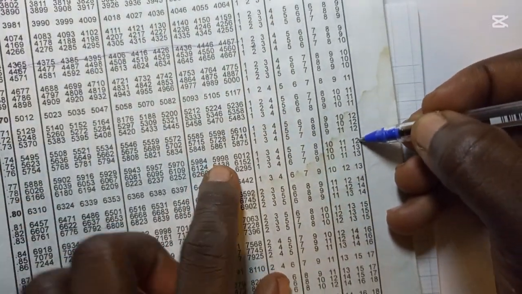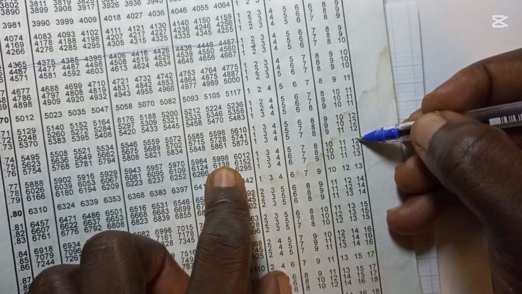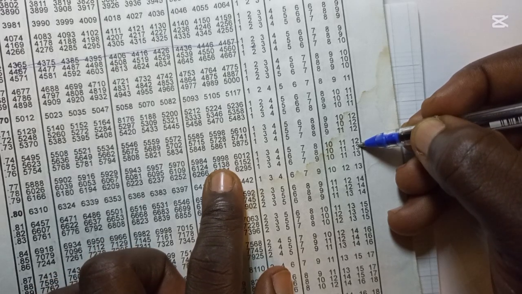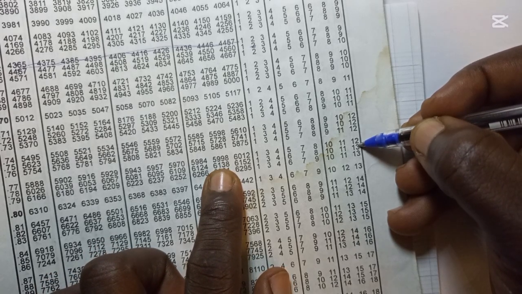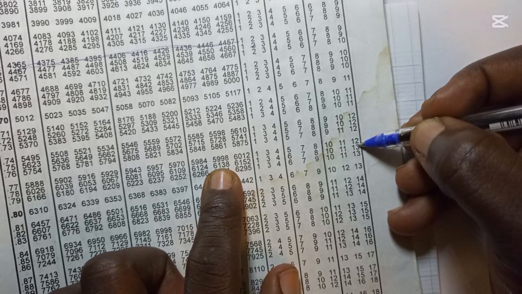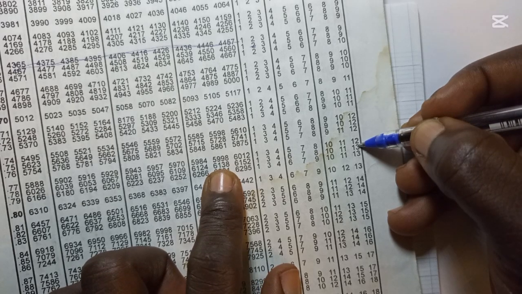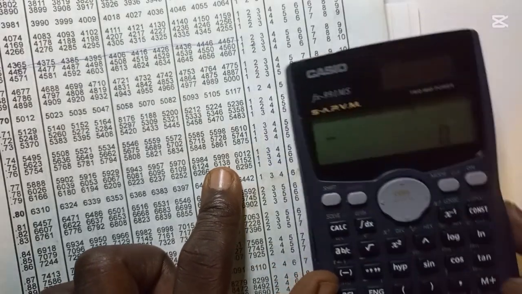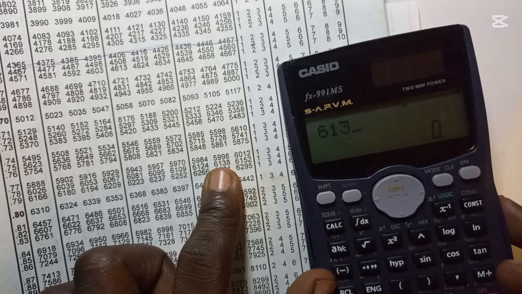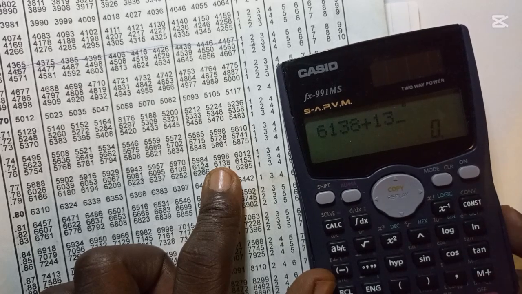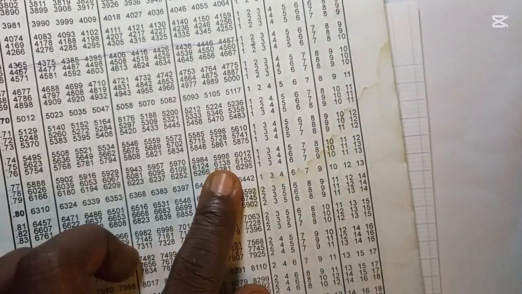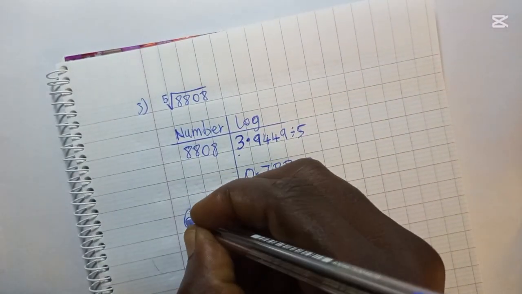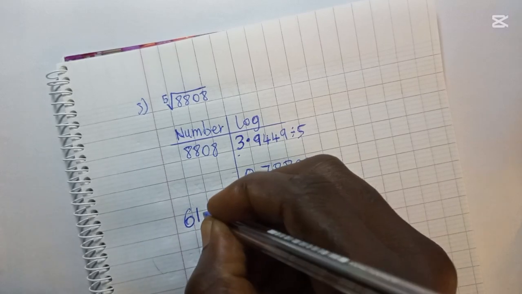Difference of 9 will give us 13. 13 plus 6,138 will give us 6,151.